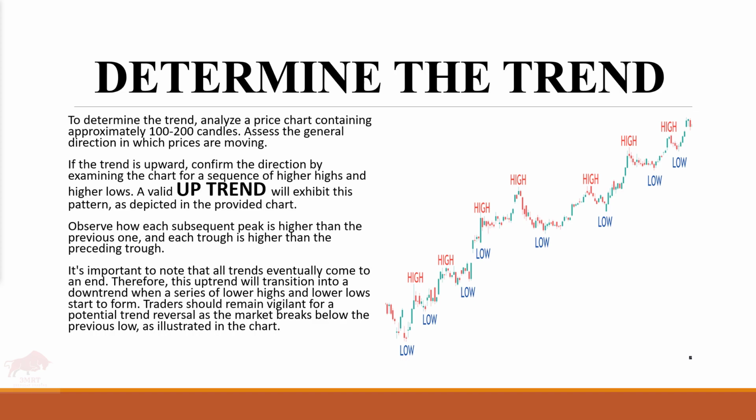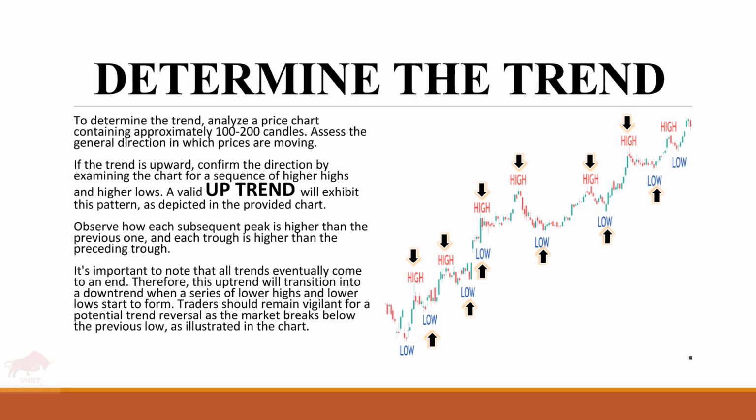You will observe a series of higher highs, which are peaks representing the highest points reached by the price, and higher lows, which are troughs representing the lowest point reached by the price during the uptrend as depicted in the provided chart. Uptrends indicate a bullish market sentiment where buyers dominate and drive prices higher. As the price continues to climb, it suggests a positive outlook for the asset or instrument being analyzed.